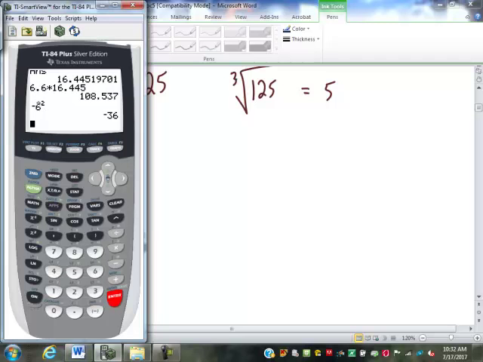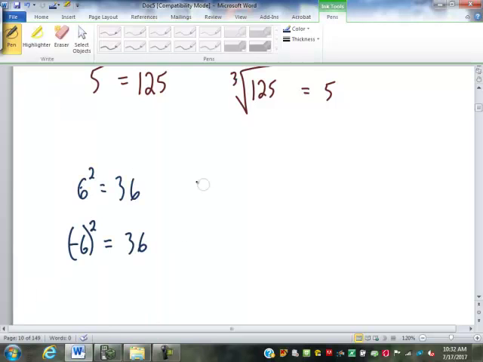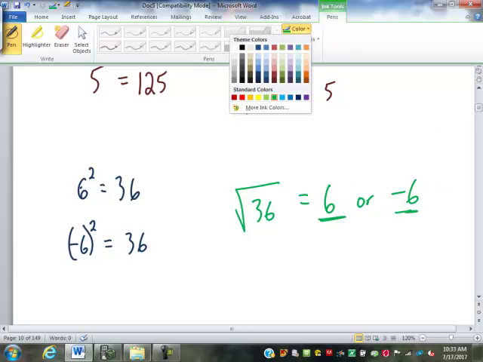The reason is, the calculator does a strict order of operations. An exponent happens before a negative. It's squaring the 6 and then putting the negative on it. Many of our calculators, you have to put the negative number in parentheses to square it. So what that means is the square root of 36 is 6, or negative 6, has 2 answers to it.